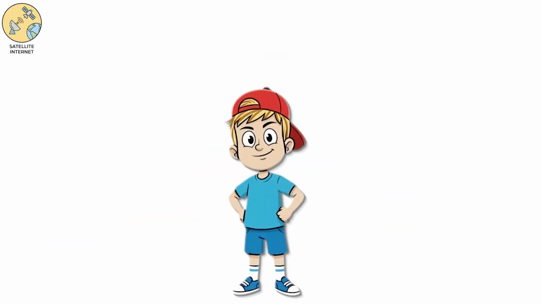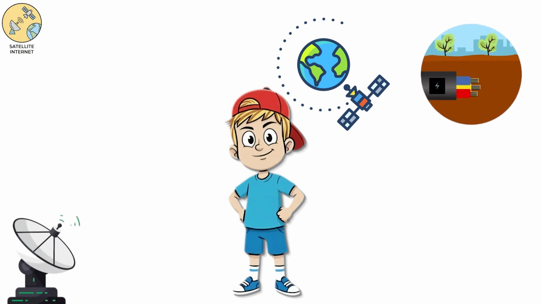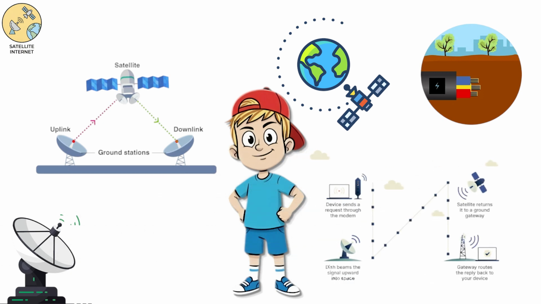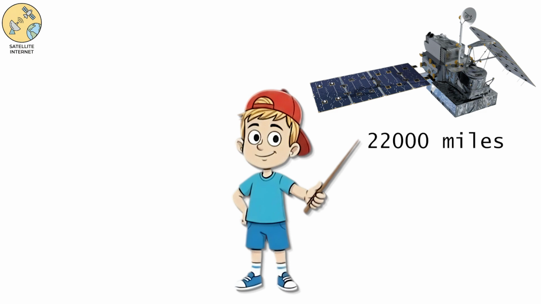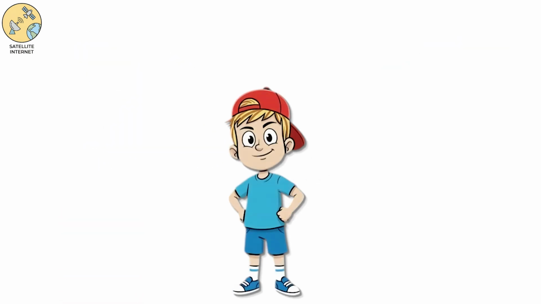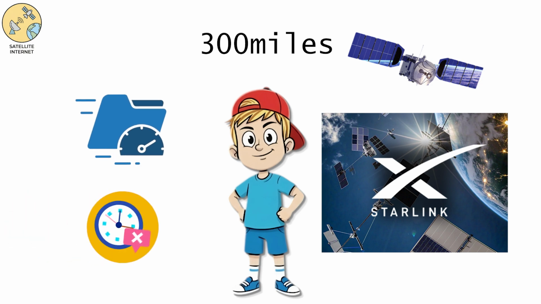Satellite internet uses orbiting satellites instead of underground cables. Your dish sends signals up, the satellite relays them to a ground station, and internet comes back the same way. Older systems use large satellites 22,000 miles up. They work, but distance creates lag. Newer systems like Starlink use smaller satellites around 300 miles up, making data travel faster with lower delay.